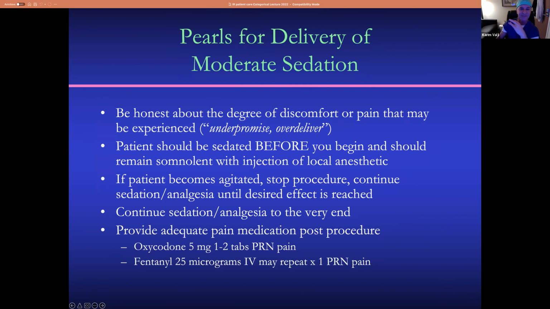Patients should be sedated before you begin, before it's somnolent. So when you give the anesthetic, they might respond and say, oh, it hurts a little bit, but they shouldn't be jumping off the table. If not, they're not ready.